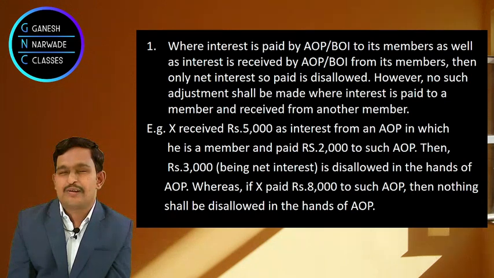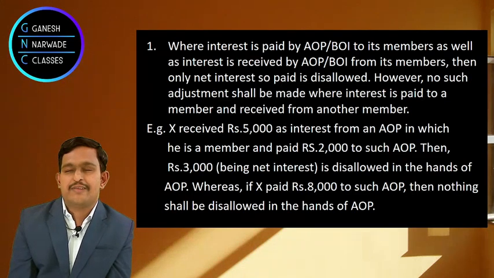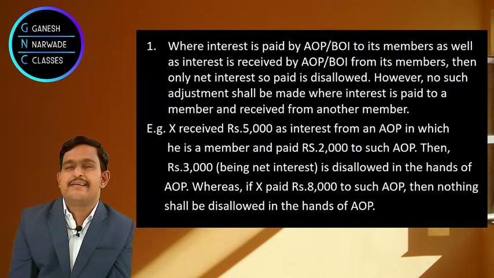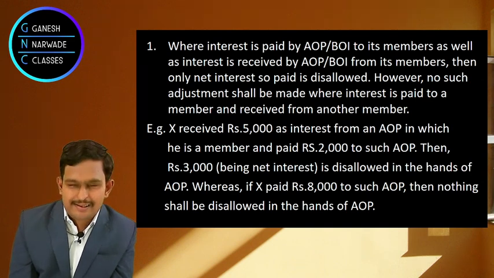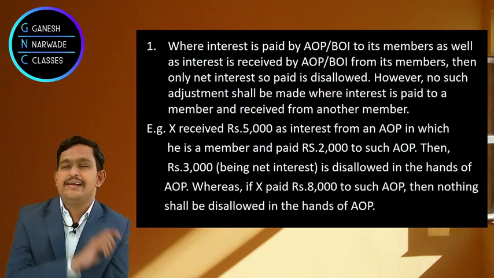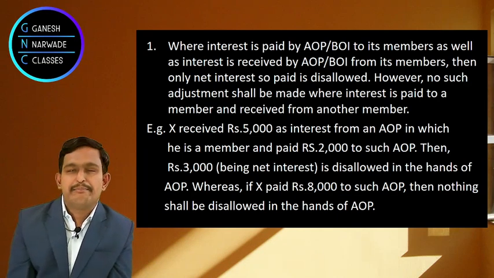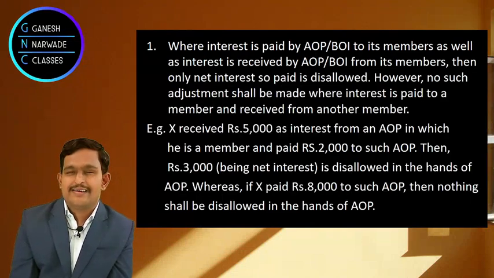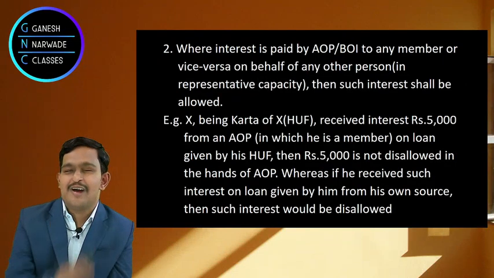Suppose interest on capital is 5,000 and interest on drawings is 9,000, what to do? Ignore, because credit is more. Credit is more, ignore. Debit is more, add the excess. So the excess of debit over credit should be added back. That we should be able to understand. Clear? Absolutely, I feel you are clear.